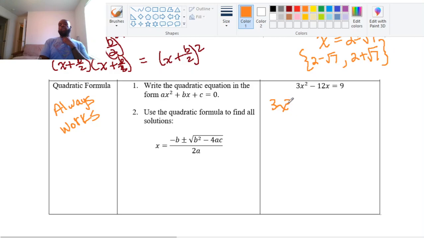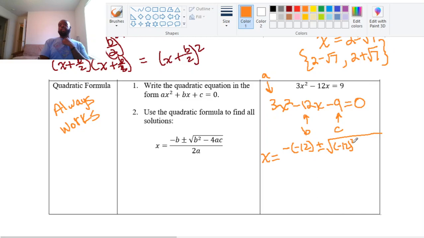We've got to get everything on one side and 0 on the other. So I'm going to subtract 9 from both sides. My a is 3, my b is a negative 12, and my c is negative 9, right? And so I'm going to get all of my solutions by doing a negative b, so a negative 12, plus or minus the square root of negative 12 squared, minus 4 times a, which is 3, times negative 9, which is c, all over 2a, so that's 2 times 3. Okay, so this is just as simple as plugging values into a formula.